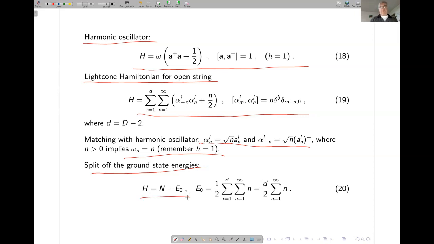And the normal ordering constant adds up all these n over 2s. And this gives us a 1/2, the sum over transverse dimensions, which gives us a D over 2. And then what we remain with is the infinite sum over all positive integers. This is, of course, a divergent sum.